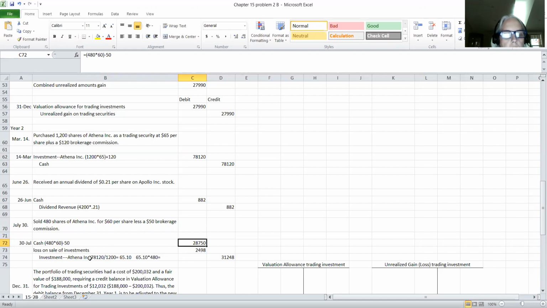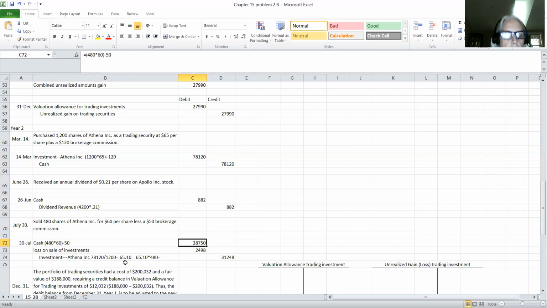Then I would look at how much the stock originally cost us. And we're talking about 480 shares of stock. But to determine the stock cost per share, we would need to know the total amount that we had invested in Athena stock, which was $78,120. We would divide that by 1,200 shares, and that gives us the cost of our investment.